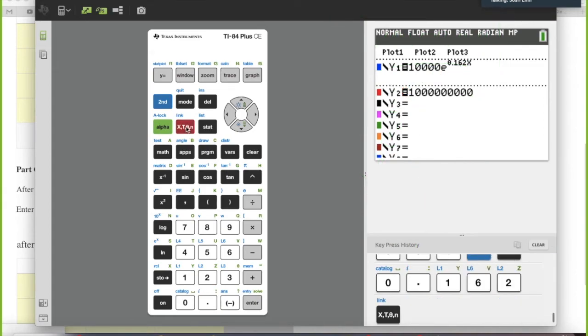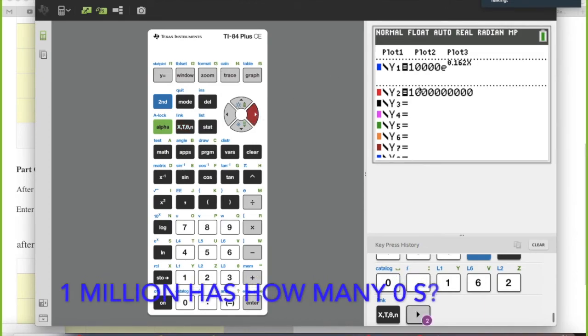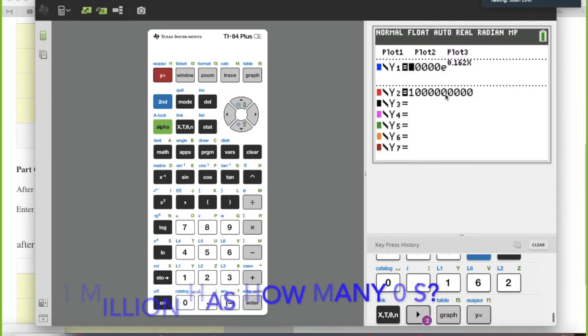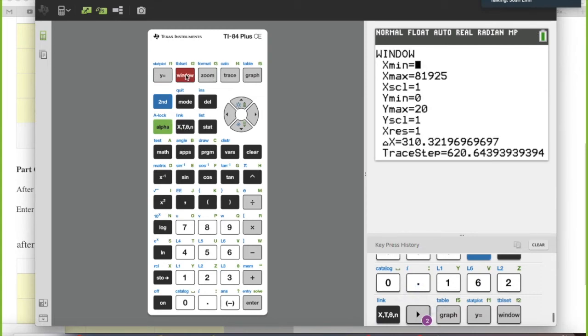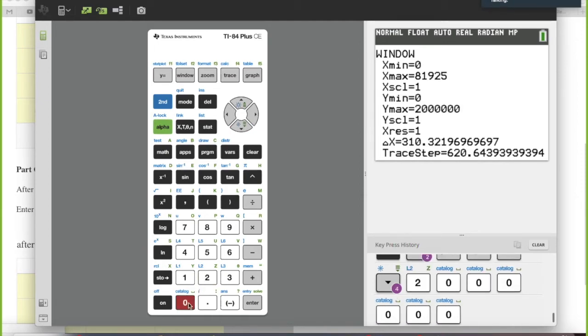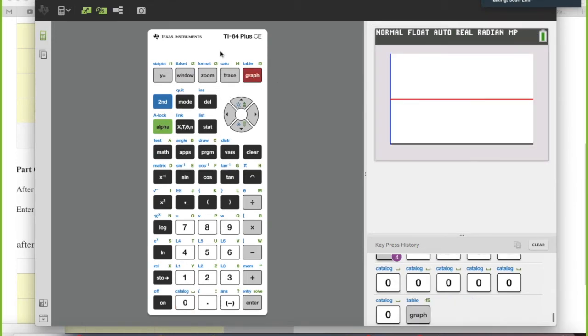Okay, let's get the stuff off the screen. So that's what we're looking at. I didn't think we'd see anything in our graph. So we're looking at y equals 1,000,000. So when we look at our window, our y maximum probably should be something overly huge. Okay, so we can at least see our horizontal line.